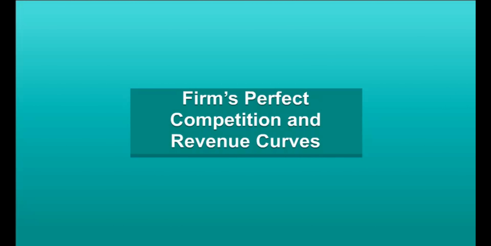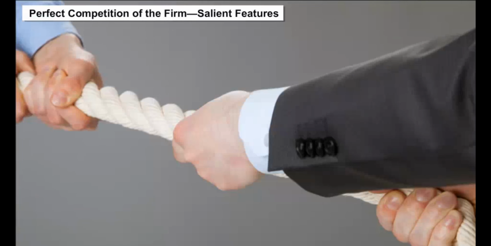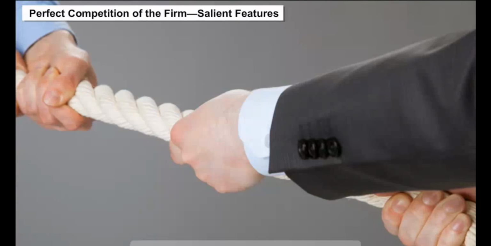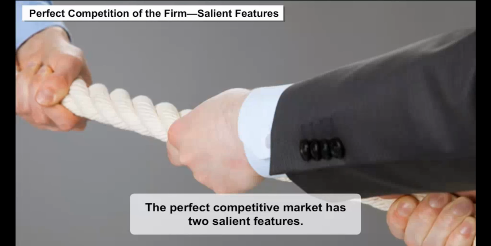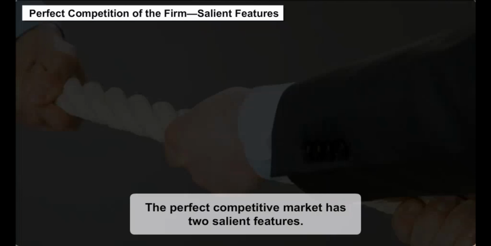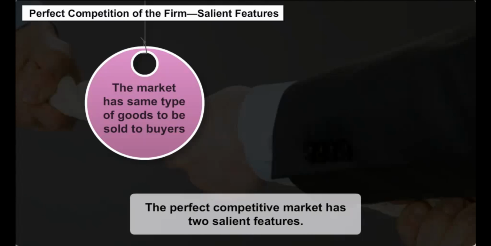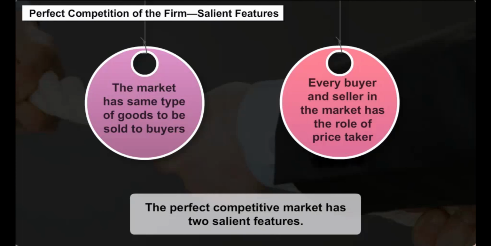Firms' perfect competition and revenue curves. Perfect competition of the firm. Salient features. The perfectly competitive market has two salient features. First, the market has the same type of goods to be sold to buyers, and the second is that every buyer and seller in the market has the role of price taker.